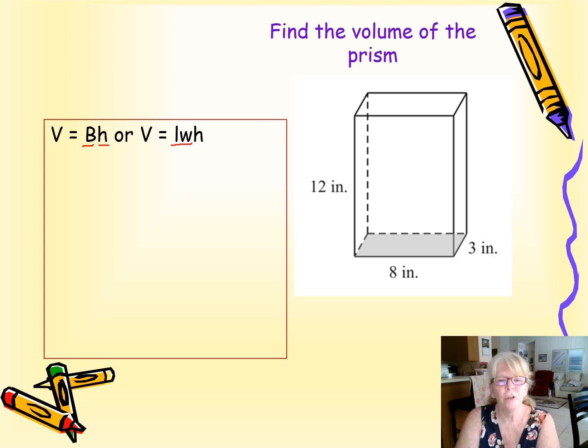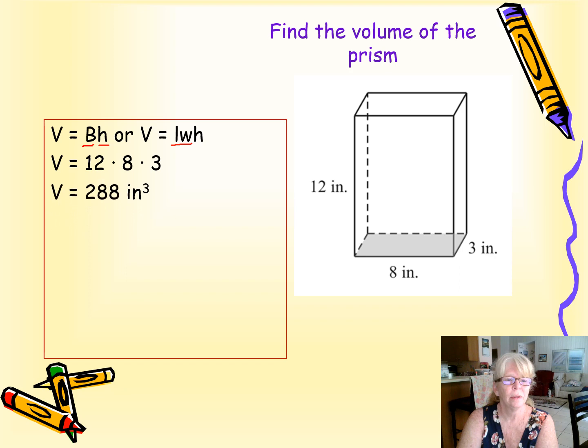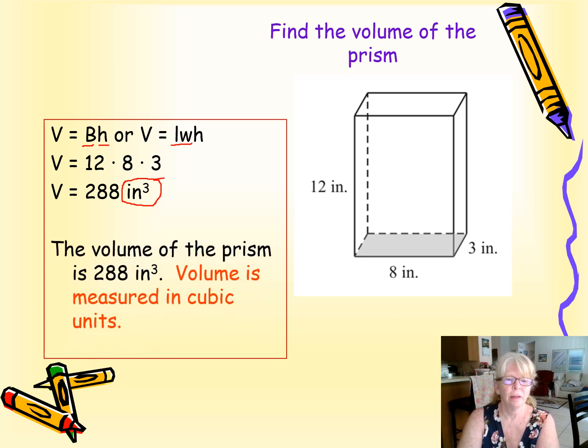Okay, hopefully what you did is you took 12, 8, and 3, multiplied them together, and got 288. But please, please, please do not forget to add that part in. That's your tag or your measure, okay? And so that is the volume of this in cubic units.